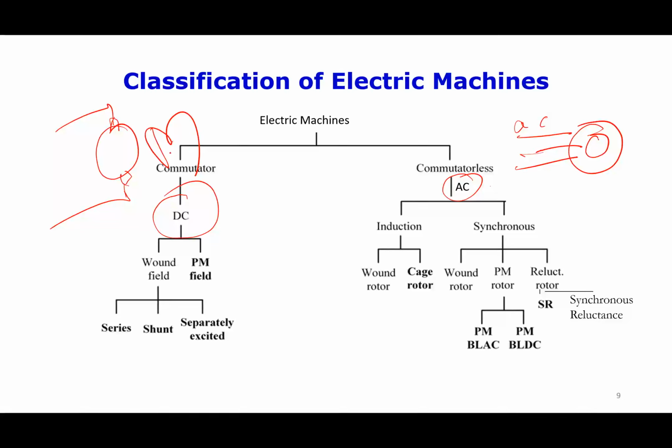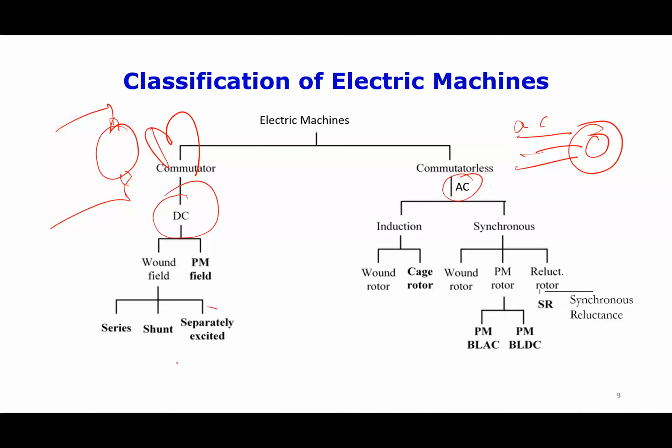With a permanent magnet, you don't have to have an external power supply to vary the field, which in turn varies the flux. But the flux is fixed. So this wound field can be series, shunt, or separately excited, which we have already discussed.